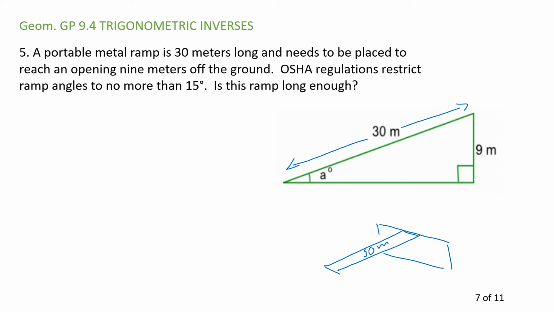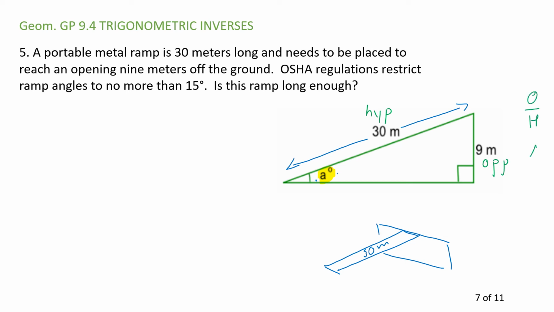OSHA regulations restrict the ramp angles to no more than 15 degrees. This cannot be more than 15 degrees. I want to see if I'm correct. So I'm trying to find the measure of this angle. I need to make sure it's less than 15 degrees. If you're standing there, this is the hypotenuse, and this is opposite.